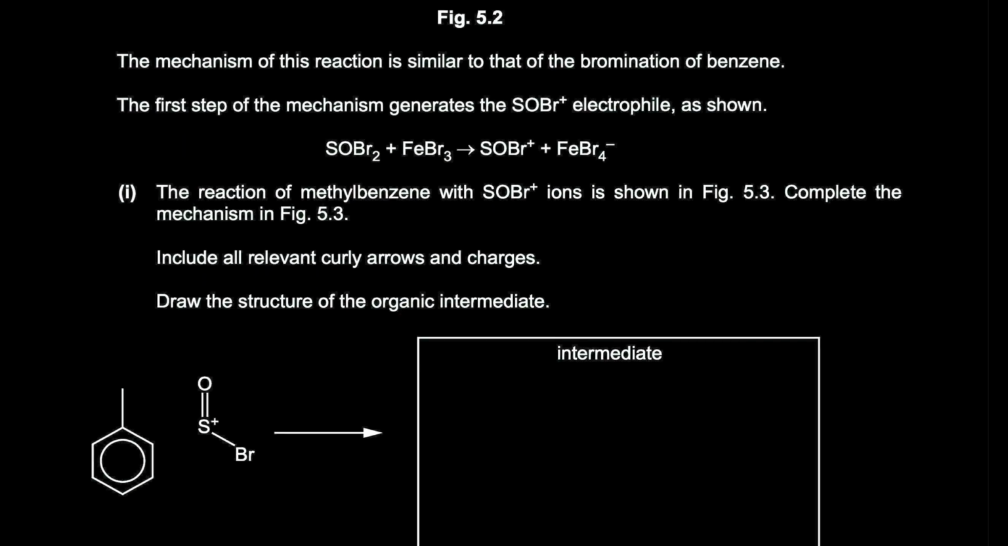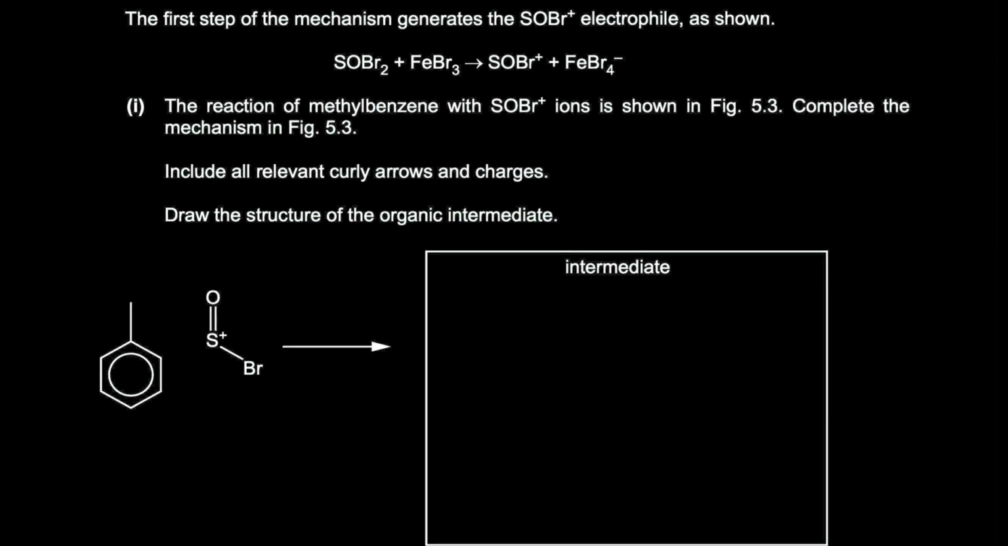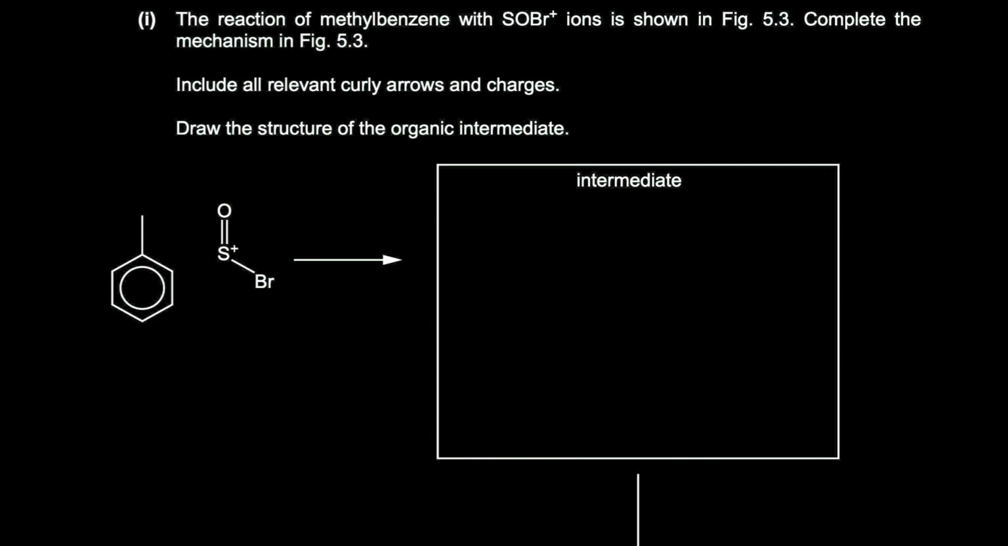So for this mechanism, you have to show the curly arrow from the ring to the positively charged sulfur atom. Make sure you show it from this circle over here, from the ring. Don't show it from the carbon. Show it from the ring. And then you get a carbocation intermediate.